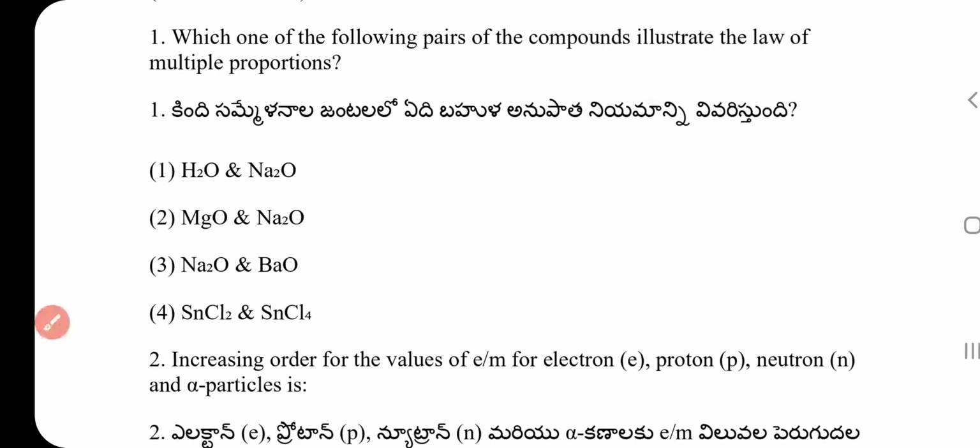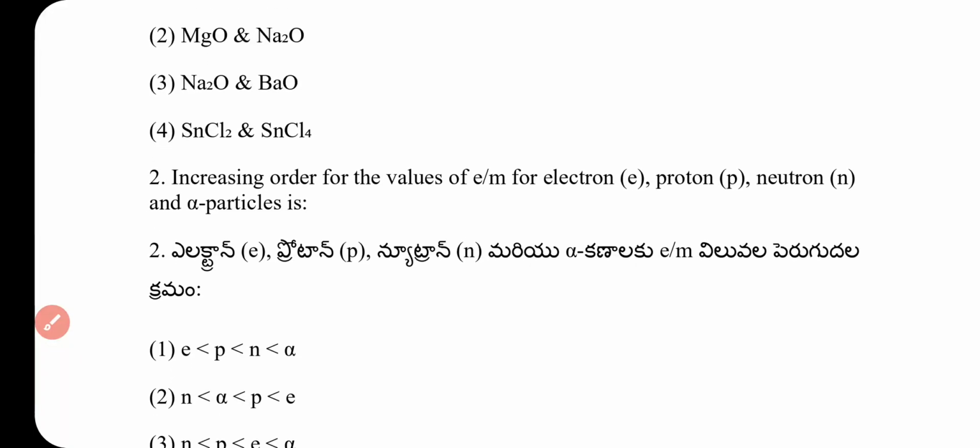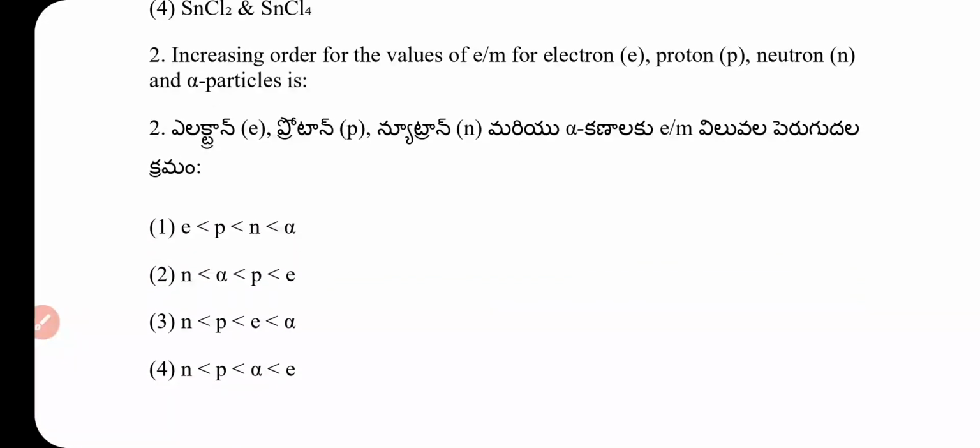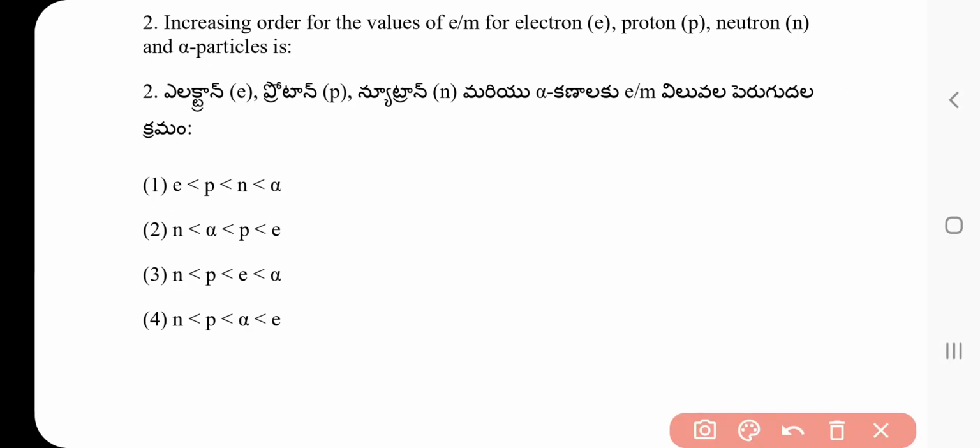Question number 2. The increasing order of the value of e/m for electron, proton, neutron and alpha particle is: option 1, option 2, option 3, option 4. Which one is the right answer? Option 2 is the correct answer.